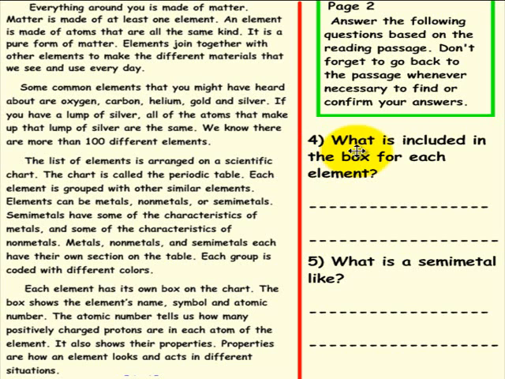Question 4. What is included in the box for each element? Please place your answer here. Question 5. What is a semi-metal like? And place that answer here. If you would please pick up a pen to answer these two questions.